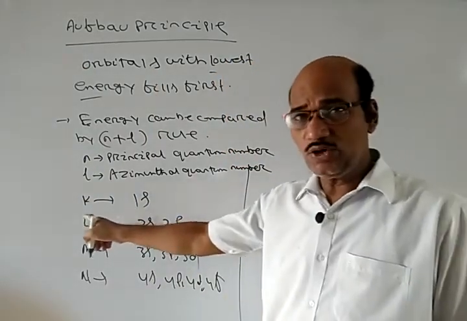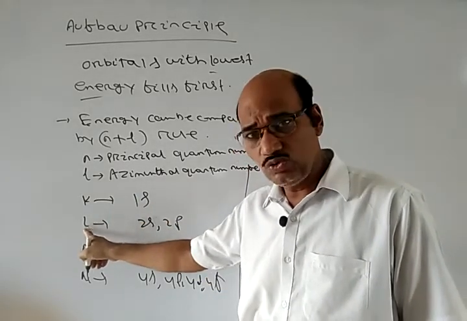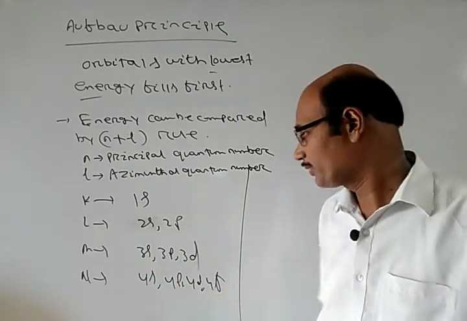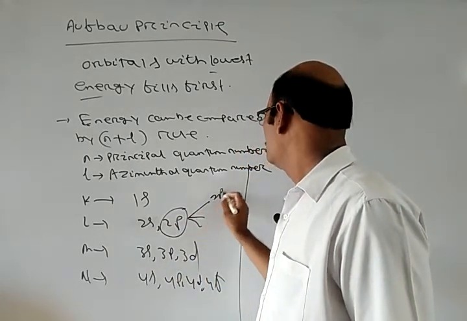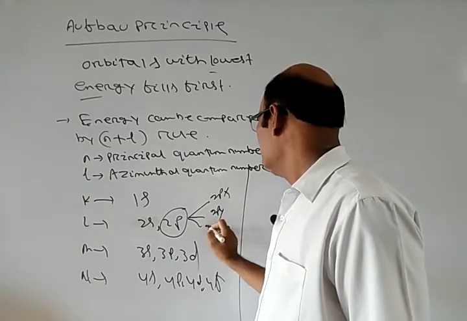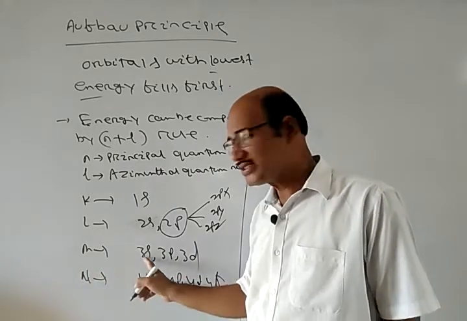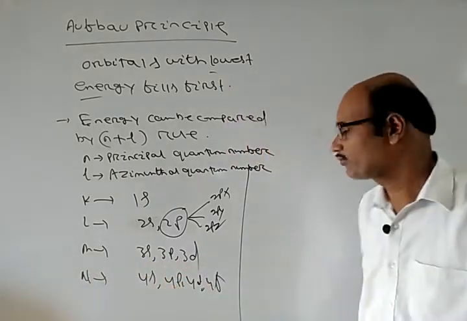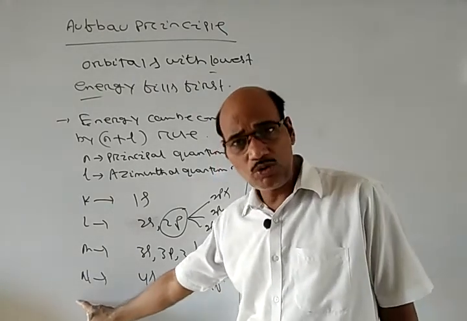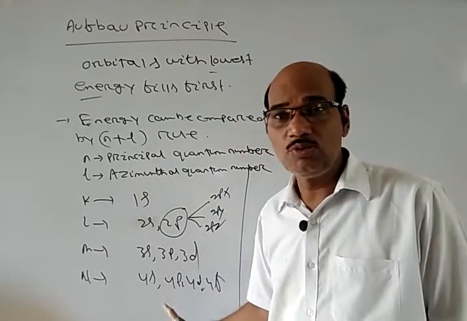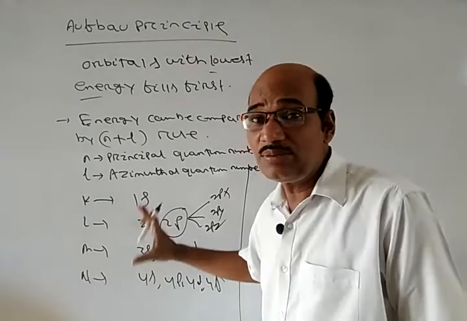So K cell, n equal to 1, so I have the 1s subcell. L cell, n equal to 2, so I have 2s and 2p subcells. Remember, this 2p is again divided into 3 parts: 2px, 2py and 2pz. Similarly, the M cell is divided into 3s, 3p and 3d. And the N cell, n equal to 4, so 4s, 4p, 4d, 4f. Now let us compare the energy of these subcells.